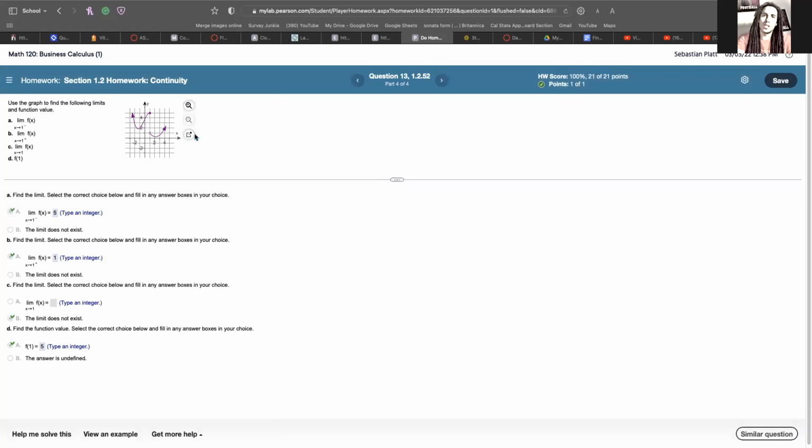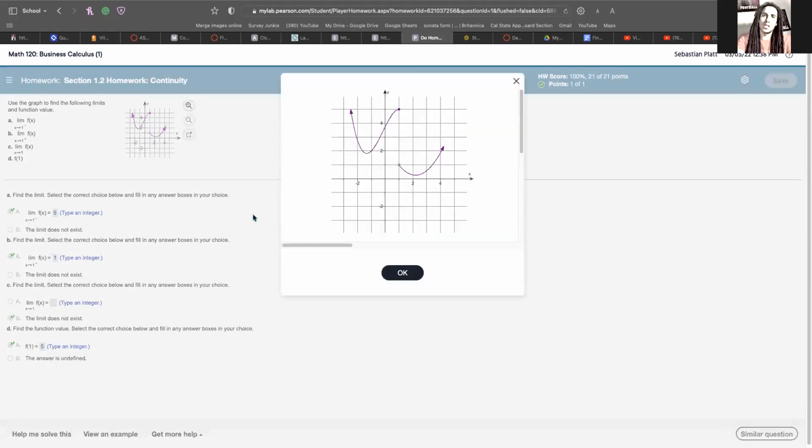Next, we are going to use the graph to find the following limits and function value. So first, we're going to find the limit when x approaches 1 from the left. So when we're approaching 1 from the left, that means the part of the graph that is on the left side of 1, when x = 1, the y is going to be equal to 5. But what if we approach it from the right? Well, if we approach it from the right, then the y is equal to 1.